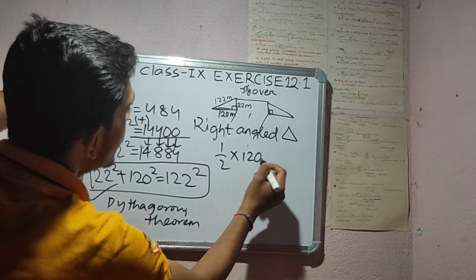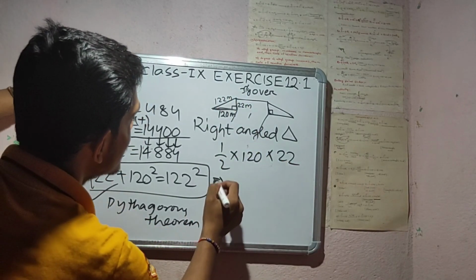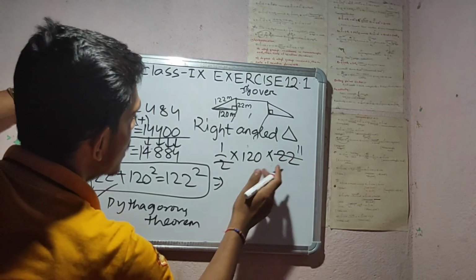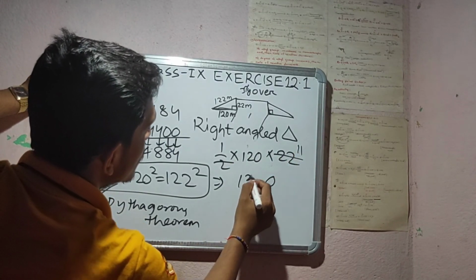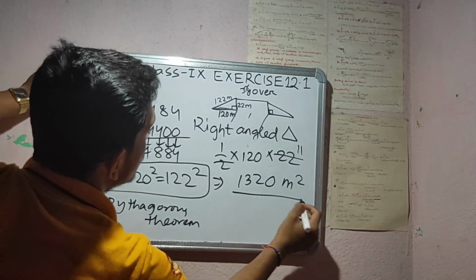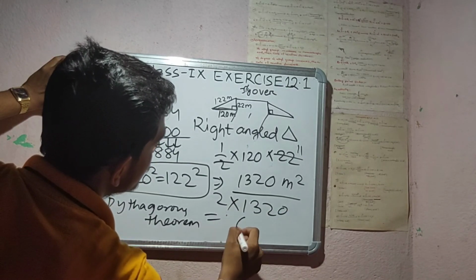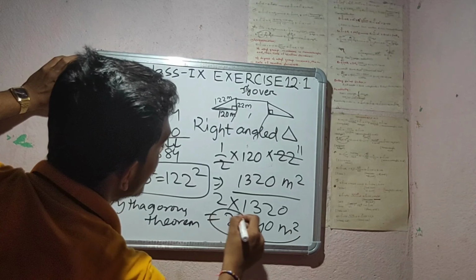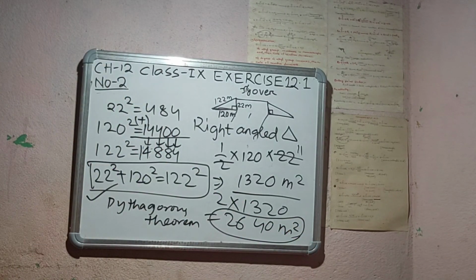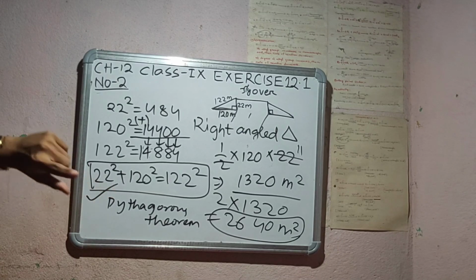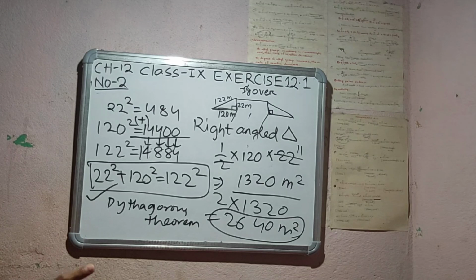Base is 120 and height is 22. That is 2, 11 to the 22. That is this meter square. And for 2 walls you can multiply by 2. You can easily find the area without using Heron's formula. Okay. If the question says by using Heron's formula, then you have to follow that method. If there is no mention of using Heron's formula, simply find the area, then you can apply this formula also. Okay. So thank you.